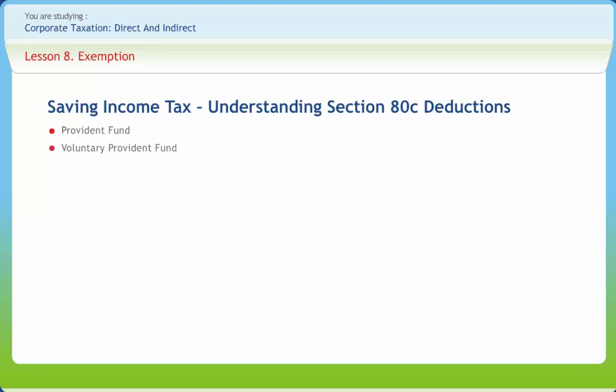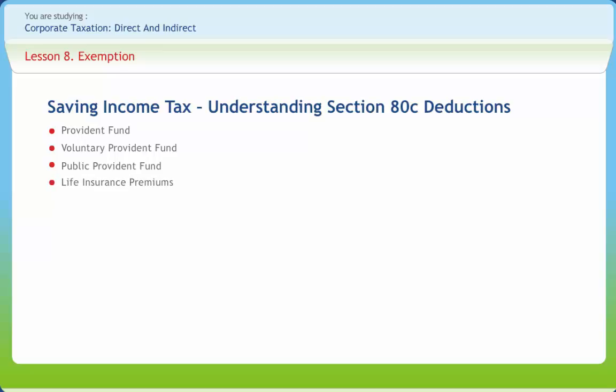Voluntary Provident Fund, VPF. If you increase your PF contribution over and above the statutory limit, even this amount qualifies for deduction under Section 80C. Public Provident Fund, PPF. If you have a PPF account and invest in it, that amount can be included in Section 80C deduction. The minimum and maximum allowed investments in PPF are Rs 500 and Rs 70,000 per year respectively.